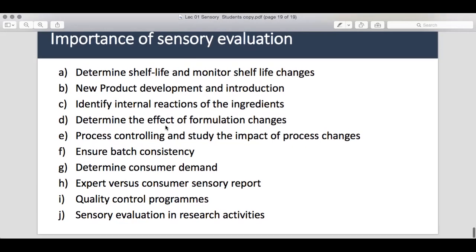Determine the effect of formulation changes, that is, okay. Process controlling, we have discussed. Ensure batch consistency, we have discussed. Determine consumer demand. So for the consumer demand, you may see some food products, they are doing consumer analysis with their food products. They ask somebody to take this piece of food product and eat it and give their comments. Expert versus consumer survey report, quality control in sensory evaluation with research activities.